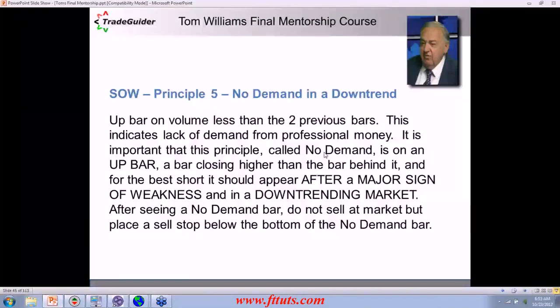Okay, my favourite setup, really one of them, there's several to go short, but this is where you're going to make your money.